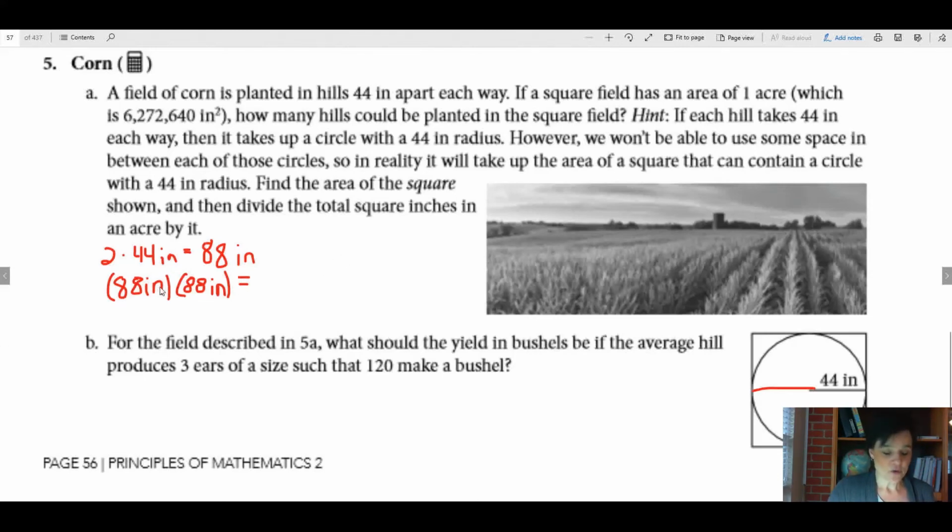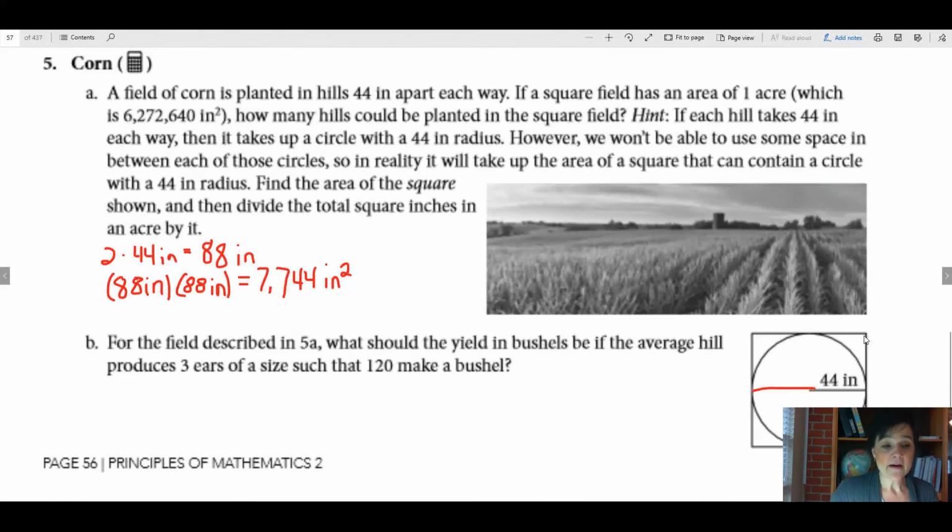So this is going to equal, when we do all of our calculations, if you were to multiply 88 times 88, you're going to get 7,744. I knew I didn't need that teacher book. Teacher book got me confused. And that's going to be square inches. That is the area of the circle. I'm sorry, the area of the square.